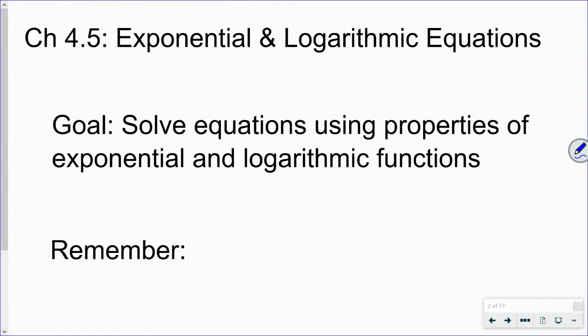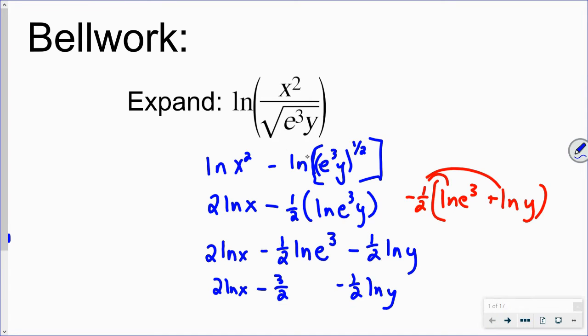Okay, so today, 4.5, the first part, we're going to talk about exponential and logarithmic equations. So our goal here is to solve equations using properties of exponential and logarithmic functions. And remember, that is all the properties from 4.3 and 4.4 that we talked about with logarithms and exponentials, such as these properties we just used here on the Bellwork, combining or expanding over multiplication and division, rewriting.